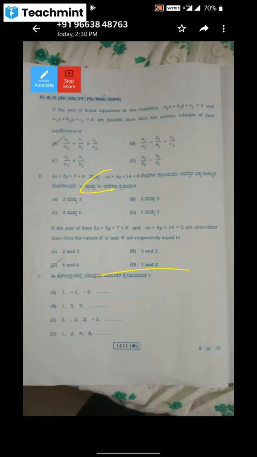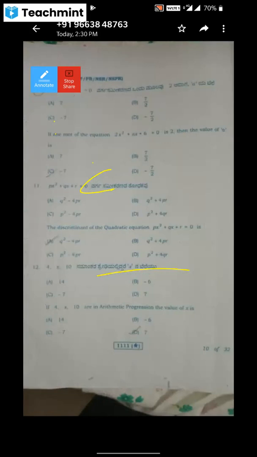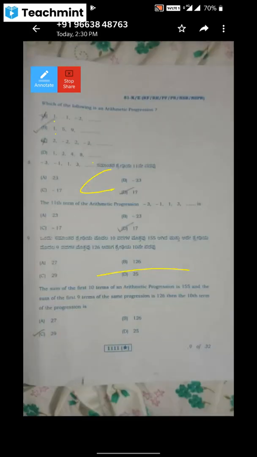Okay, seventh question, it is the simplest one. Which of the following is an arithmetic progression? So option B is the right answer. Option B is the right answer.